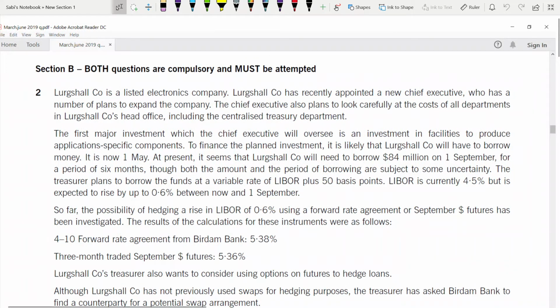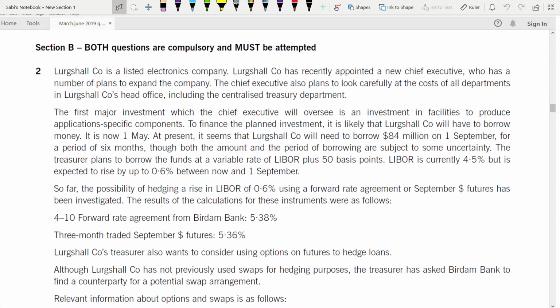The case study is also not so long. It was quite short. So Lakshya is a listed electronic company. Lakshya has recently appointed a new chief executive who has a number of plans to expand the company. The chief executive also plans to look carefully at the cost of all departments in Lakshya's head office, including the centralized treasury department. So that is just giving the background. Usually the first 3-4 lines are giving the background of the company.